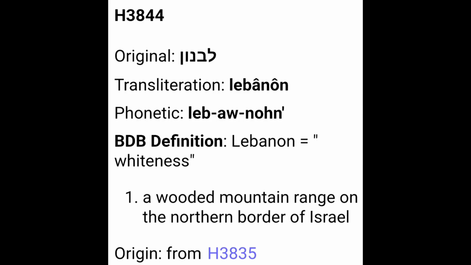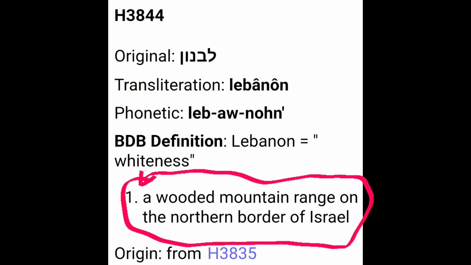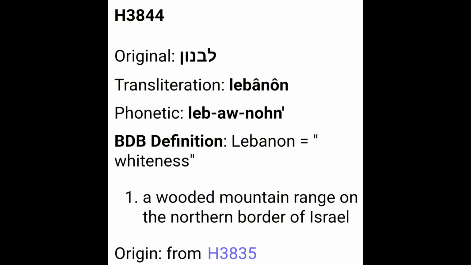And we see the word Lebanon appears as H3844, and H3844 is Lamed Bet Nun Vav Nun, Lebanon. And so we see the Lamed Bet Nun is exactly the same as the Lamed Bet Nun in the word Laban. And it says it's whiteness. It's a wooded mountain range on the northern border of Israel, and I looked it up. These mountains are over 5,000 feet tall, and so oftentimes have snow on the top, therefore white.